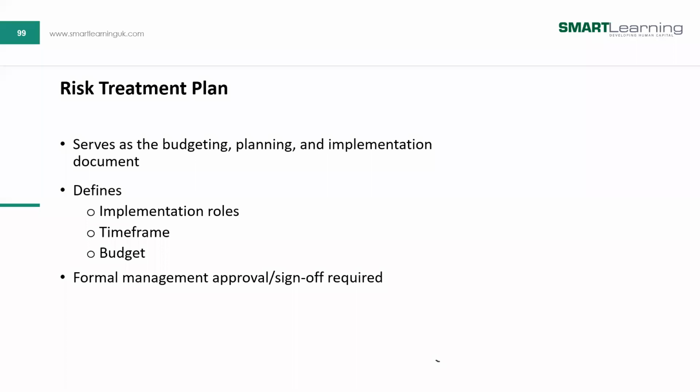Okay. So the risk treatment plan would define all these things and must get management sign off because they're the ones who sign the checks. So they must put their stamp on it. Okay, they must sign it off by management, not just anybody, but by management.